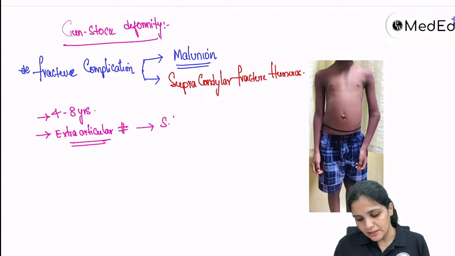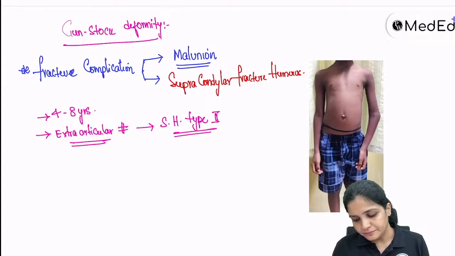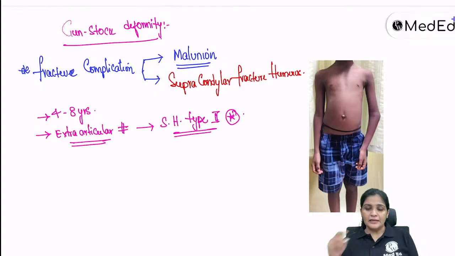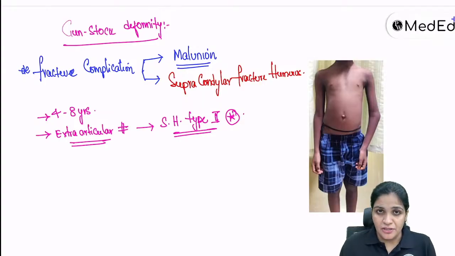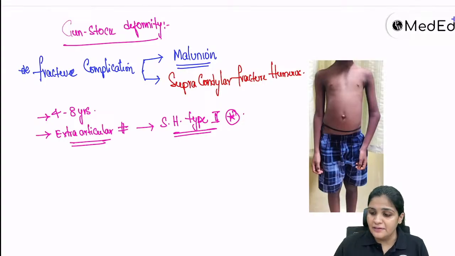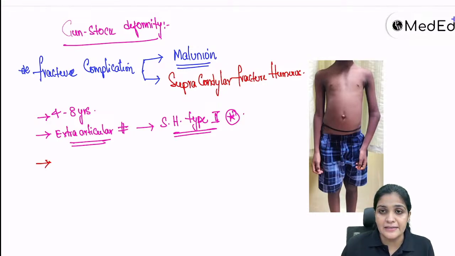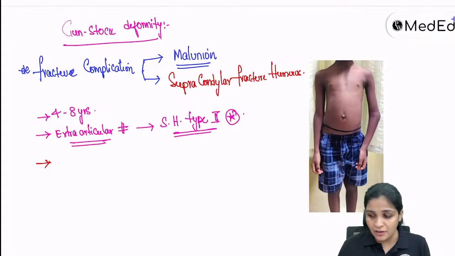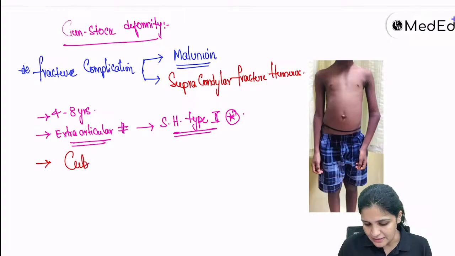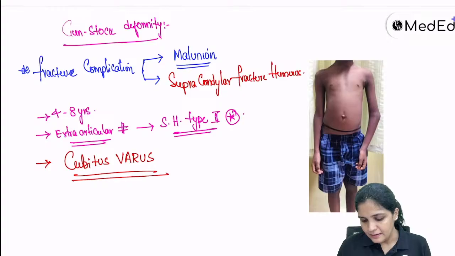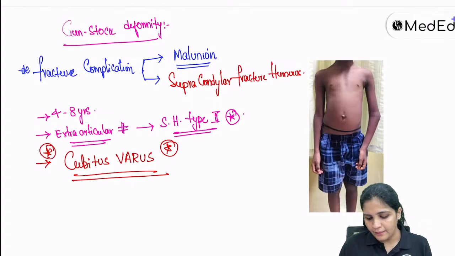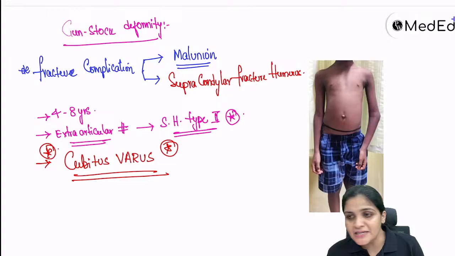Sometimes it can involve Salter-Harris type 2. Salter-Harris type 2 fracture. So physeal injury can occur. It belongs to Salter-Harris type 2, right? And then what is important is it is a result of a malunited fracture. And what is this? This is cubitus varus. Okay. Your Gunstock deformity or your cubitus varus. Okay.